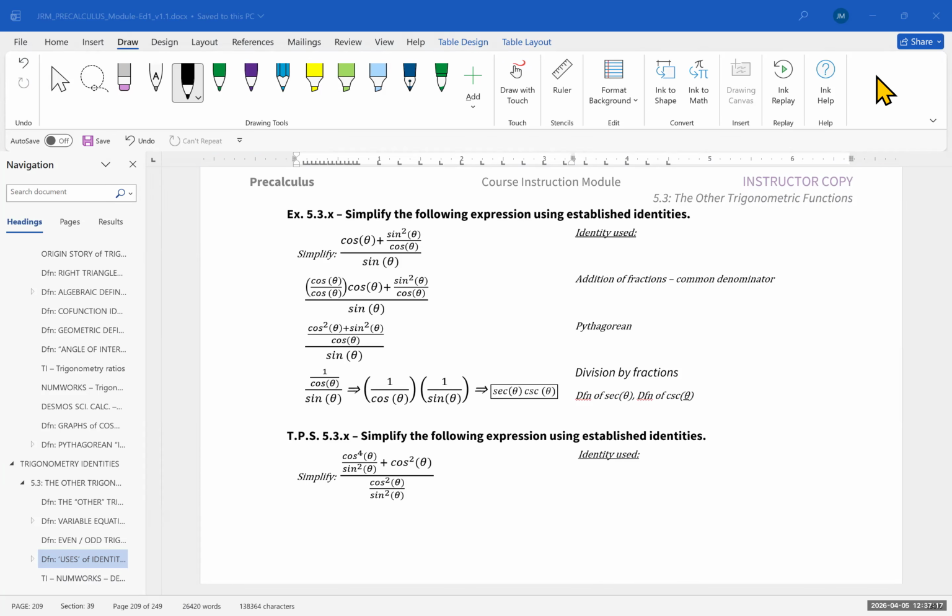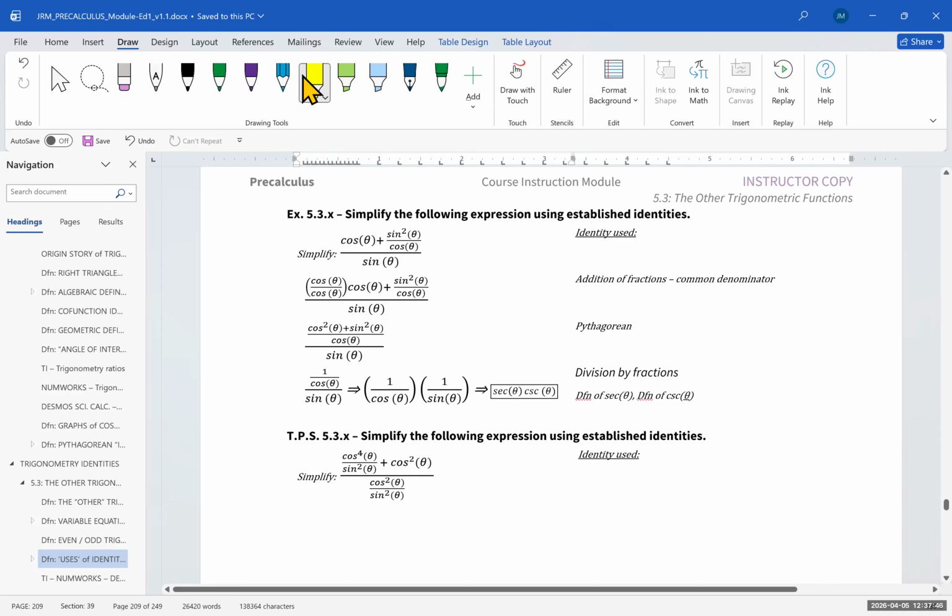All right, let's look at another pair of examples, simplifying trig expressions. They're just becoming more and more involved. So here we have to simplify cosine theta plus sine squared theta over cosine theta, all of that over sine theta. There's maybe multiple ways to approach it, but this is the way that I approached it.